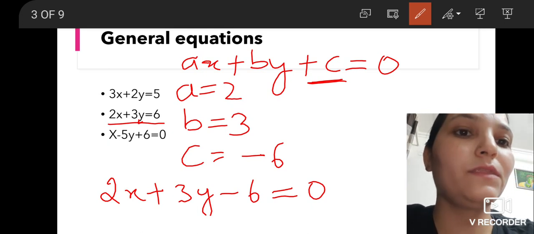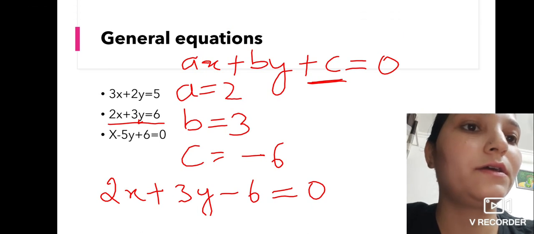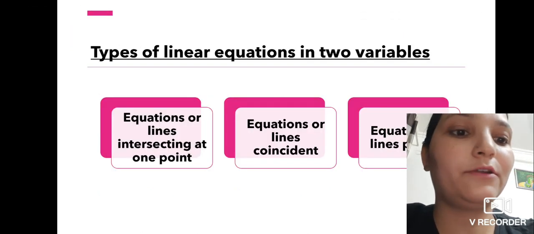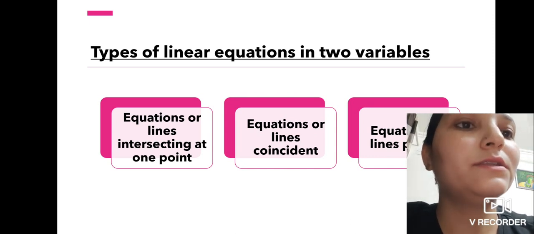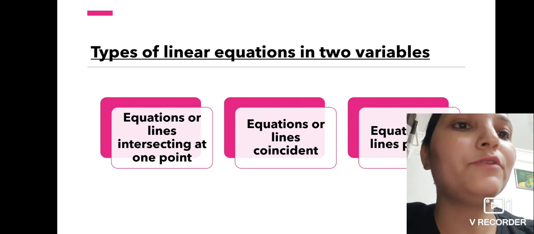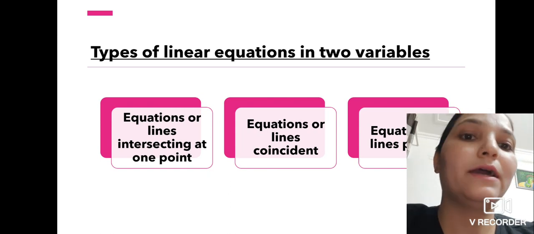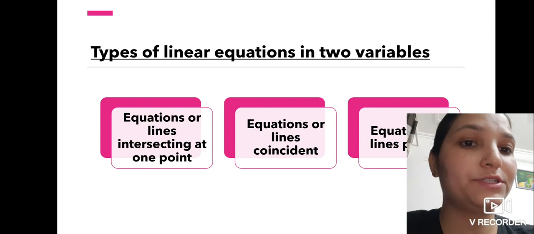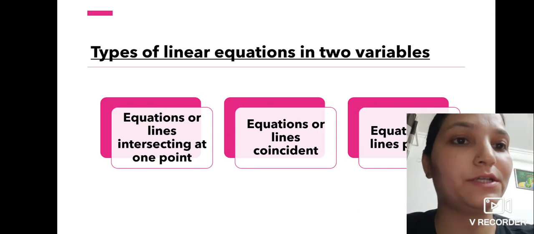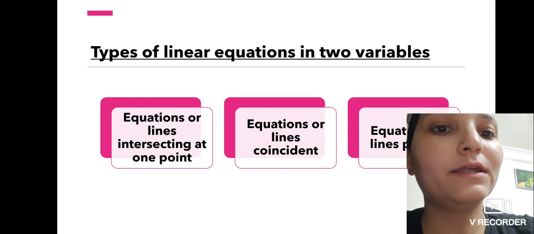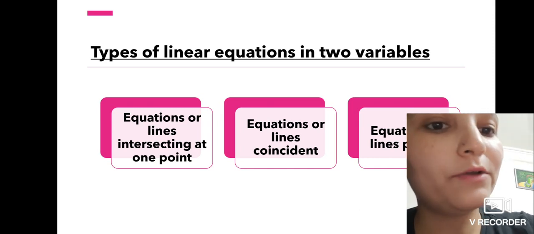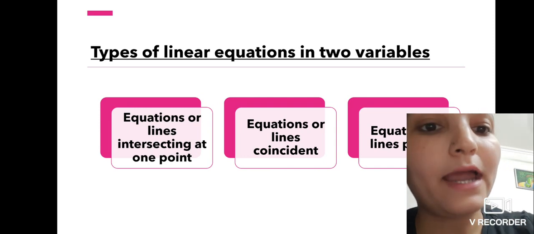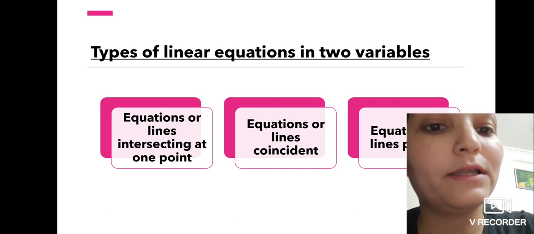Now, let's move to the main part of this chapter: the types of linear equations in two variables. This means you have three types of pairs of equations. The first is lines intersecting at a point. That means you have two equations and they both intersect at one point, like this.